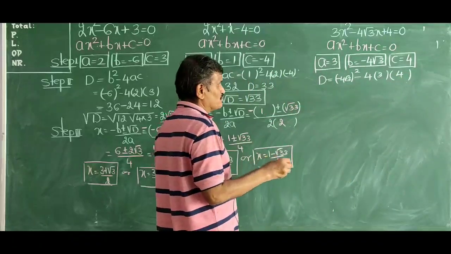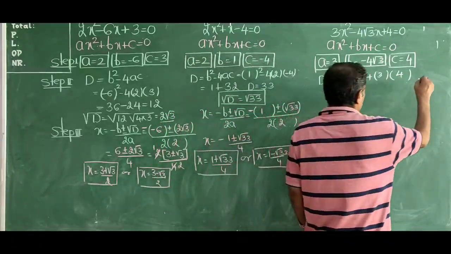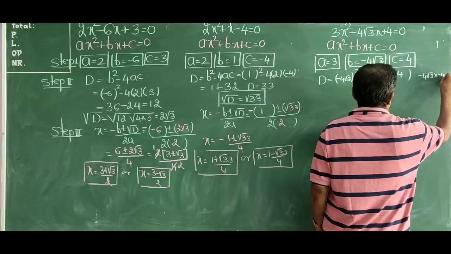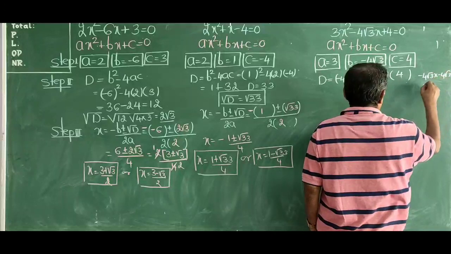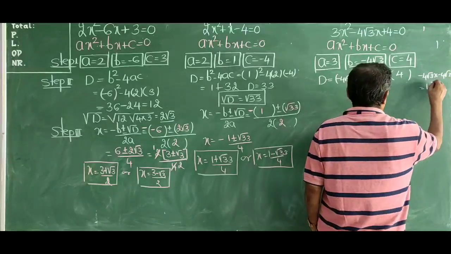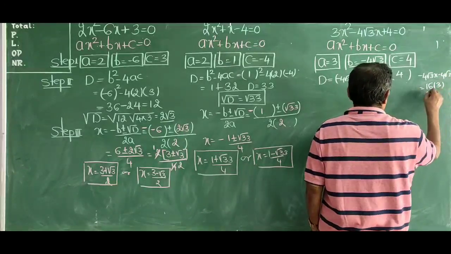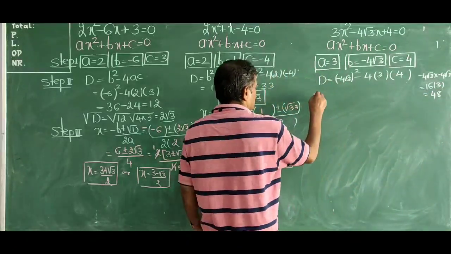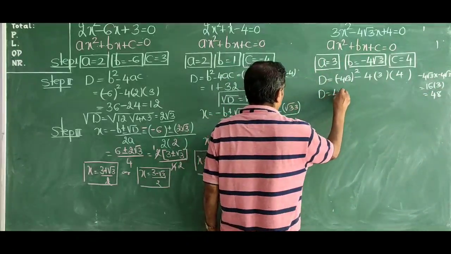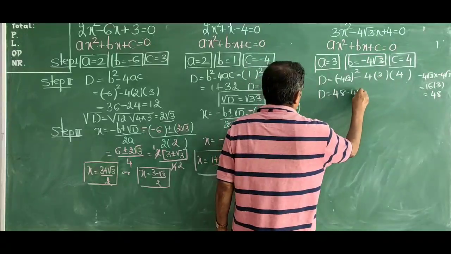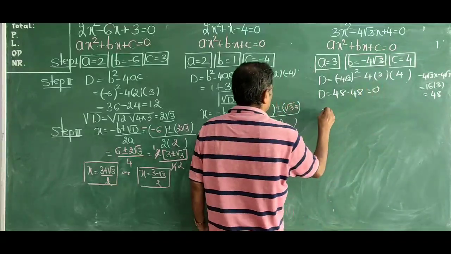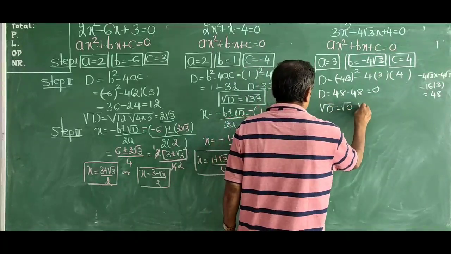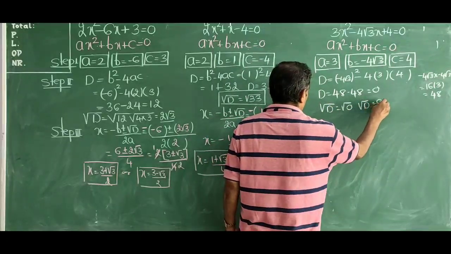Just you see, minus 4 root 3 square. Minus 4 root 3 square means what? Minus 4 root 3 into minus 4 root 3. Minus into minus is plus. 4 into 4 is 16 into 3. That is equal to 48. So what I am getting here is discriminant is equal to 48 minus 48. That is equal to 0. So root d is equal to root 0. That is, root d is equal to 0.